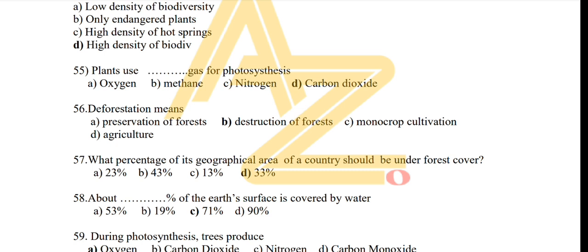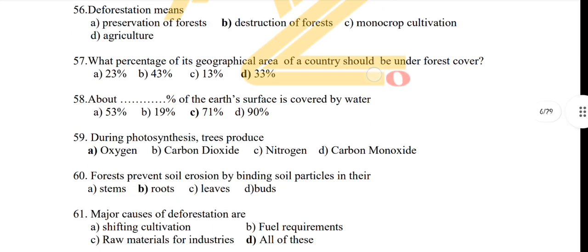Deforestation means destruction of forests. What percentage of its geographical area should a country have under forest cover? 33%, option D. About what percentage of the earth's surface is covered by water? 71%, option C. During photosynthesis, trees produce, option A, oxygen. Forests prevent soil erosion by binding soil particles in their, option B, roots.